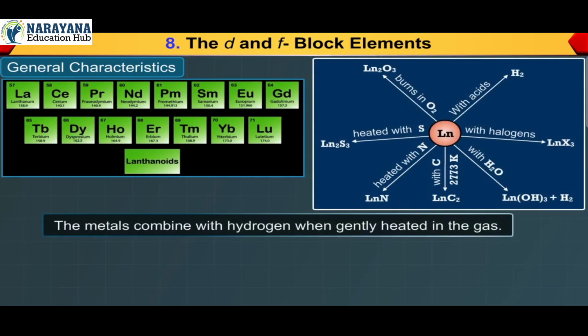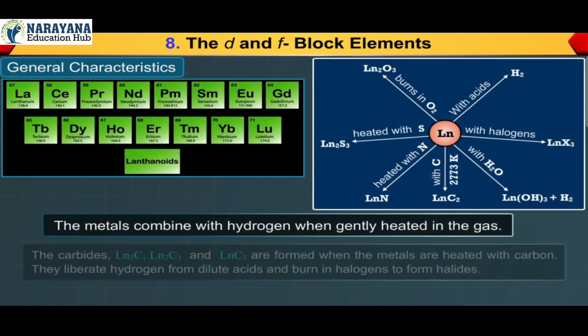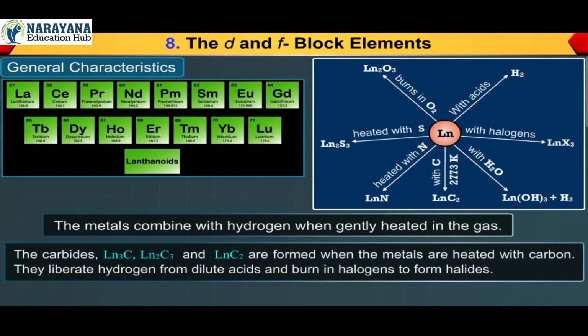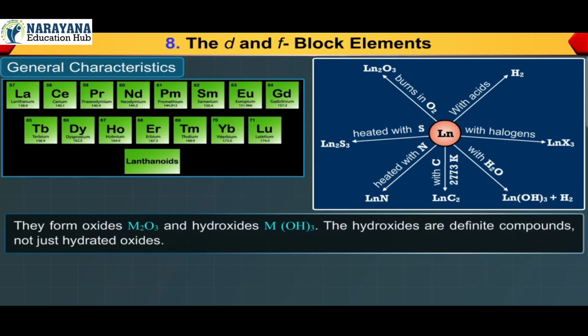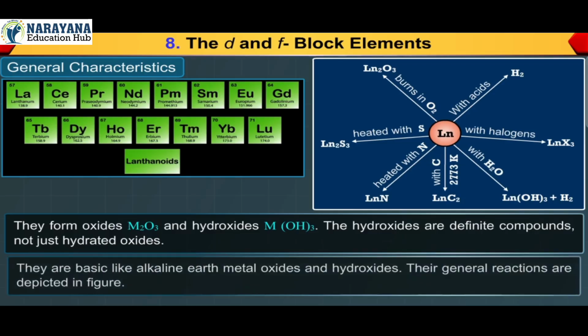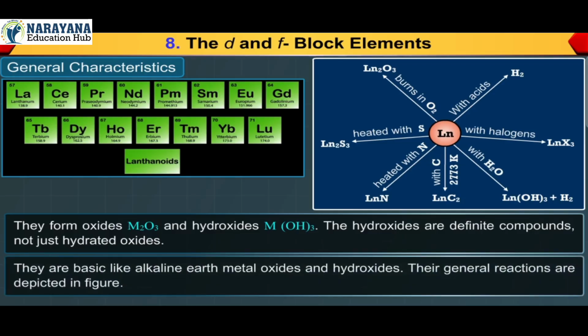The metals combine with hydrogen when gently heated in the gas. The carbides Ln3C, Ln2C3 and LnC2 are formed when the metals are heated with carbon. They liberate hydrogen from dilute acids and burn in halogens to form halides. They form oxides M2O3 and hydroxides M(OH)3. The hydroxides are definite compounds, not just hydrated oxides. They are basic like alkaline earth metal oxides and hydroxides. Their general reactions are depicted in the figure.